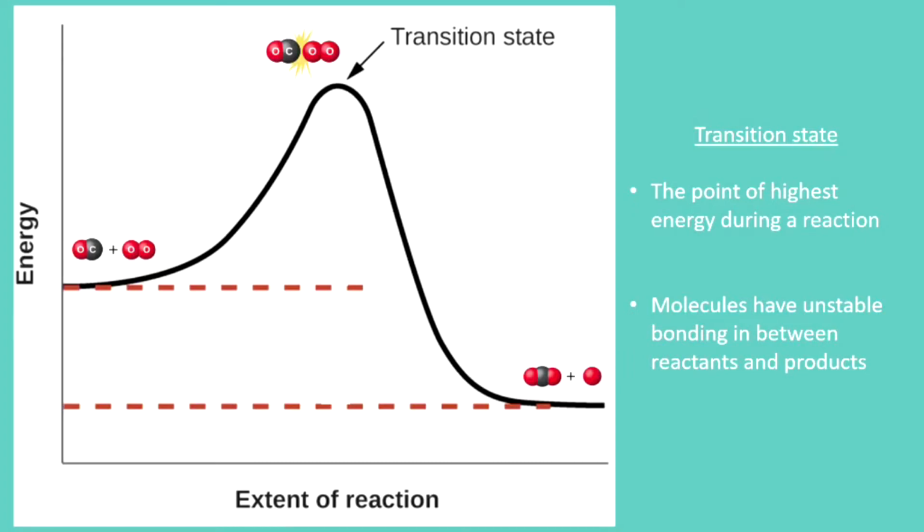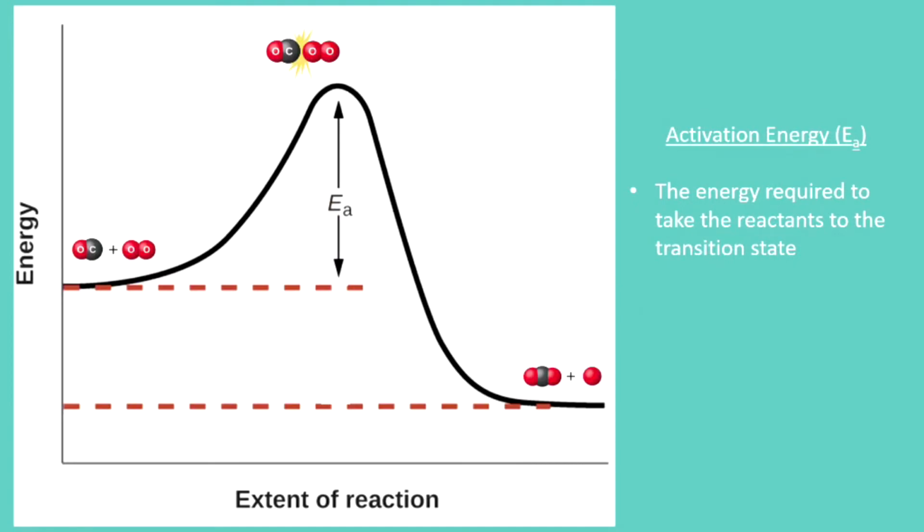Now, how tall this peak is called the activation energy. And we symbolize that with E and then a little a. So this stands for activation energy. And activation energy is the energy required to take the reactants to the transition state. So we start down here with reactants and we want to go all the way up to the transition state. And that requires energy. So the activation energy is the energy required to take the reactants to the transition state.